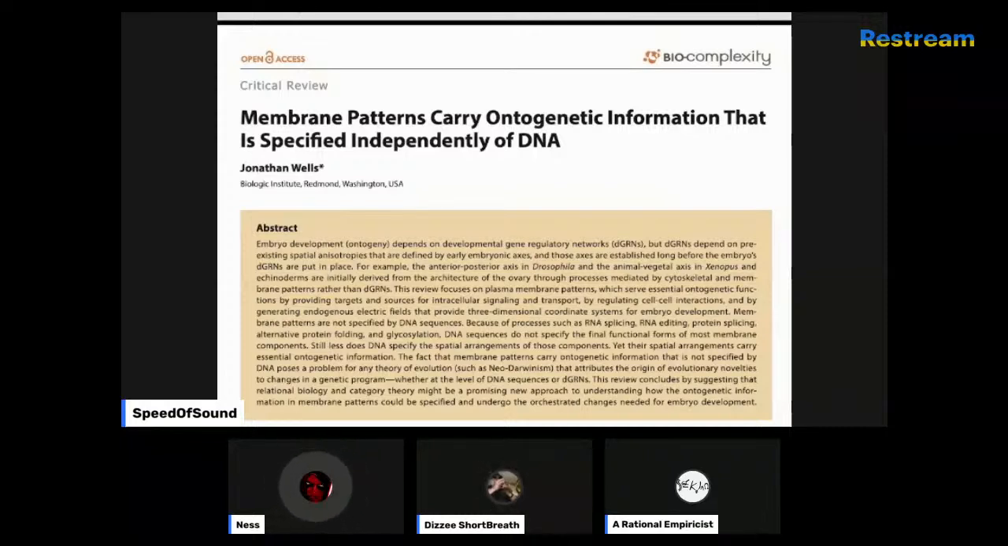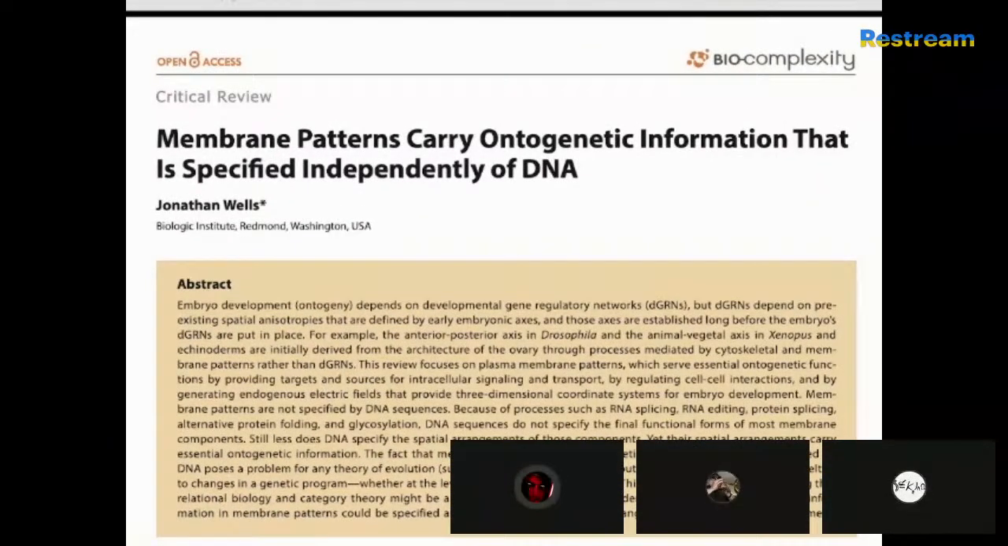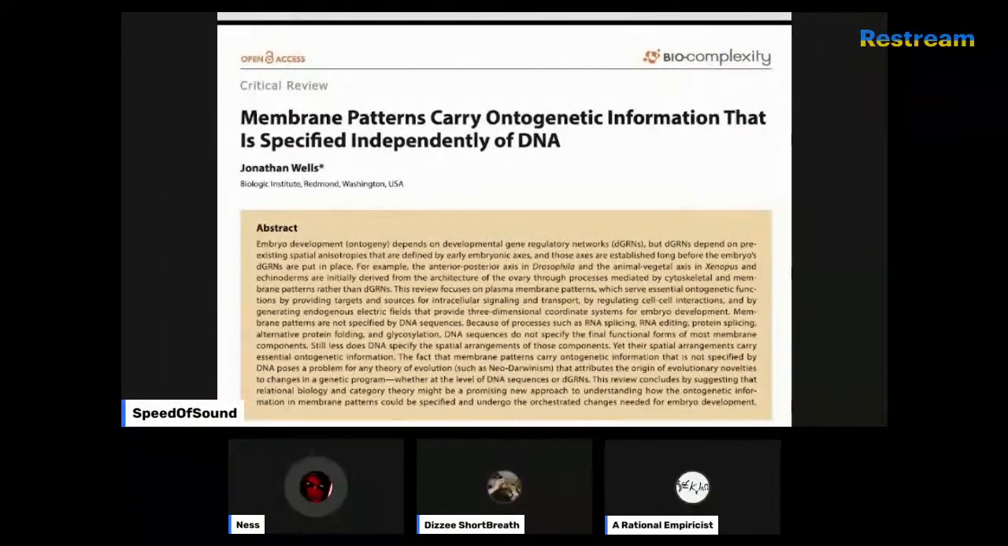I zoomed it up a bit and I can read it. The abstract: embryo development should be embryonic development, I think, but whatever. It depends on developmental gene regulatory networks, but developmental gene regulatory networks depend on pre-existing spatial anisotropies that are defined by early embryonic axes, and those axes are established long before the embryos. Developmental gene regulatory networks are put in place.